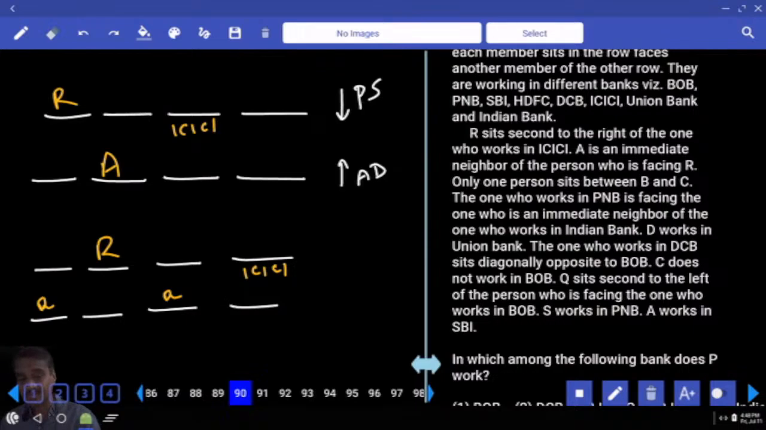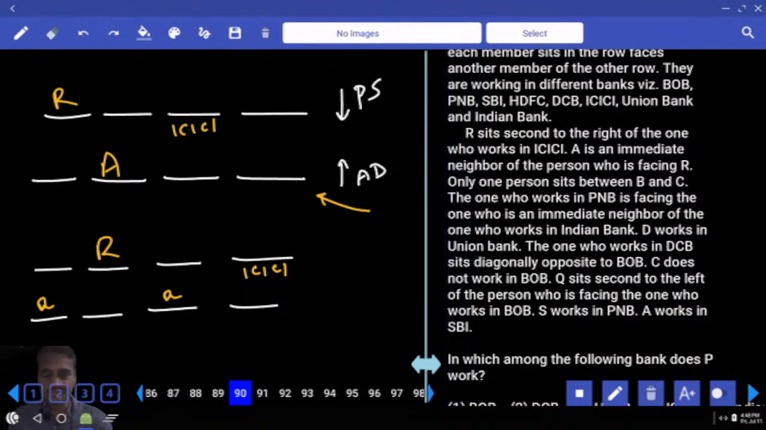Here, A, there is only 1 possibility. We need to focus more on this one. Then, only 1 person between B and C. 1 person between B and C, BRC, definitely D must be here. Done.